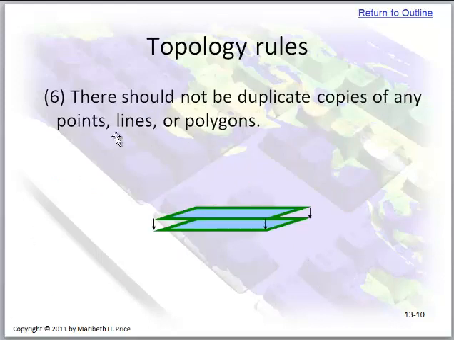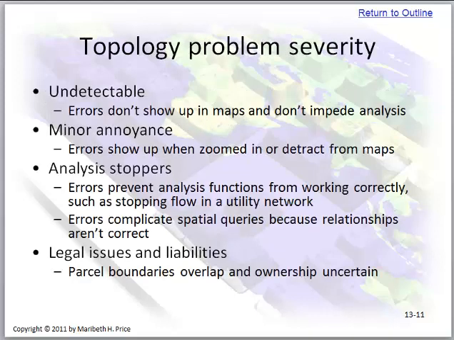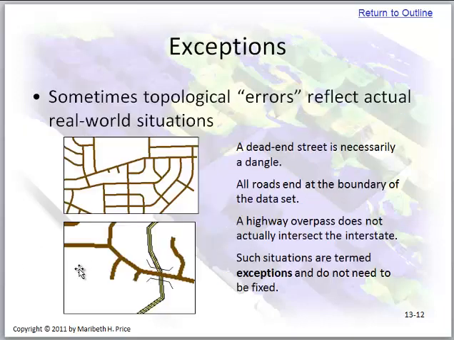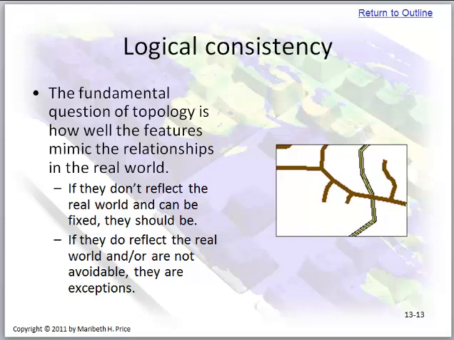There should not be duplicate copies of any points, lines, or polygons. So one of these on top of the other would be incorrect. You can pause and read through these. I don't need to read them to you, but I would highly suggest you pause and read about it to help you with the quizzes and to understand what we're doing in the lab. Here are some exceptions I've already spoken about. Pause and read that again.